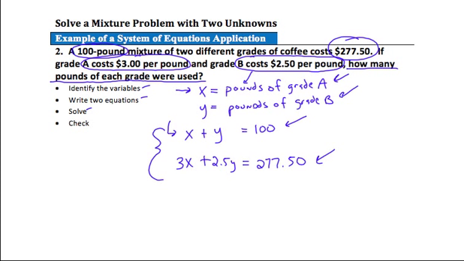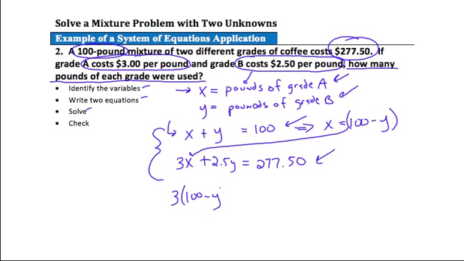Now I'm ready to solve. I'm going to use substitution, so let's isolate one of these variables up top. Let's isolate X. I would have X equals 100 minus Y. All I did was subtract Y from each side. So there is the quantity that X is equal to. Now I'm going to substitute that in for X in the next equation, putting this 100 minus Y right in there for X.